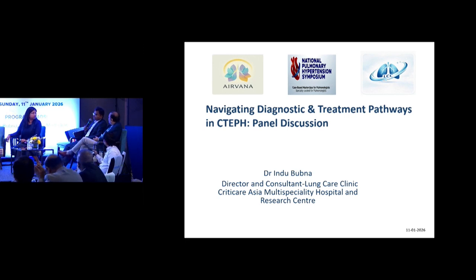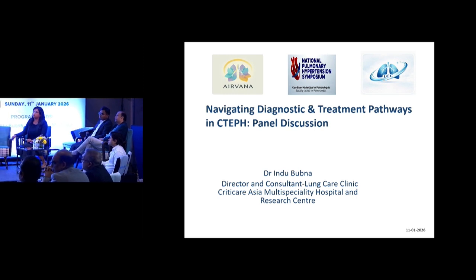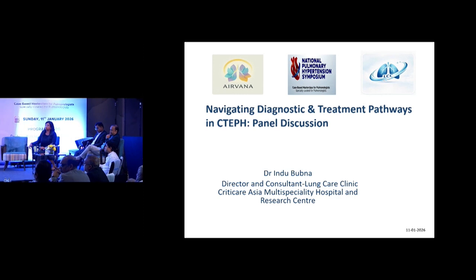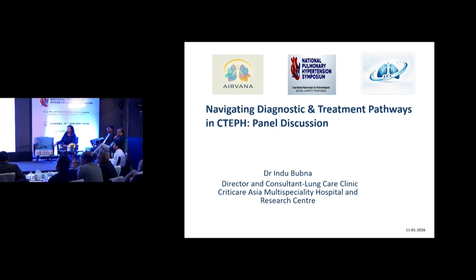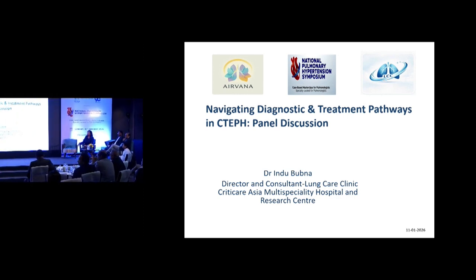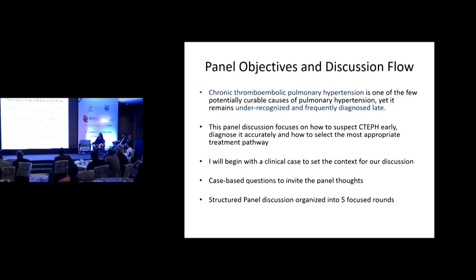Actually, it should be done, VQ scan must be done, because it has a specificity as well as sensitivity of more than 90%, and at least it will give a negative predictive value that it is not there. Yes, very rightly put by Dr. Ashutosh that a normal VQ scan potentially rules out CTEPH. And it can pick up the distal peripheral disease more than the CTPA.